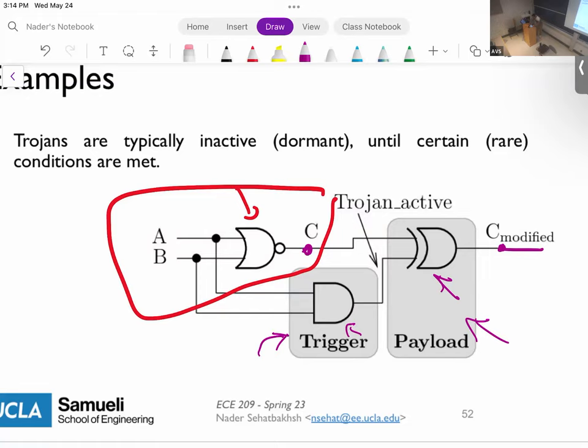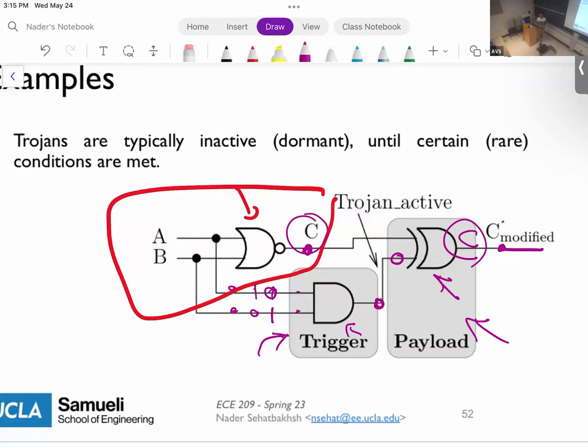If you look at the examples here, first of all, this trigger is almost all the time equal to zero unless both inputs become one and one. In most cases, the input combinations are 0,1, 1,0, or 0,0. The trigger is equal to 0, and XOR of C and 0 is always C. So in other words, if the trigger is not activated, the output of C modified is exactly C. Nothing changes. That's where this trigger comes into play.